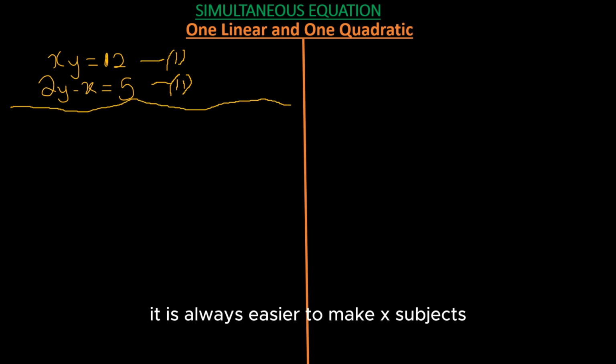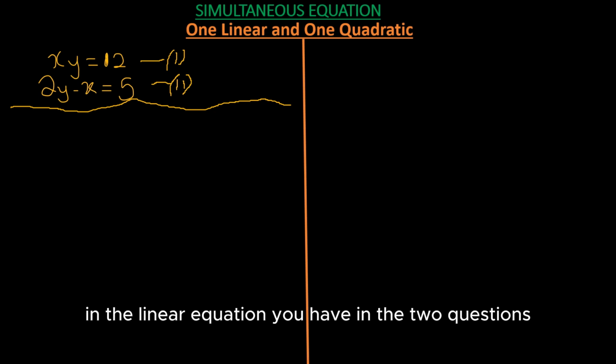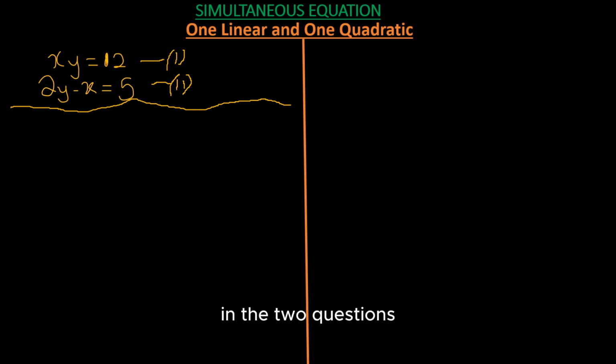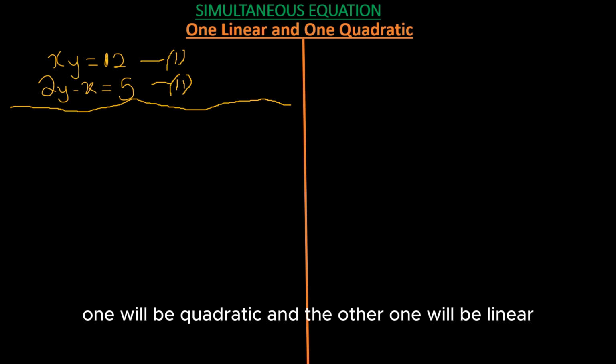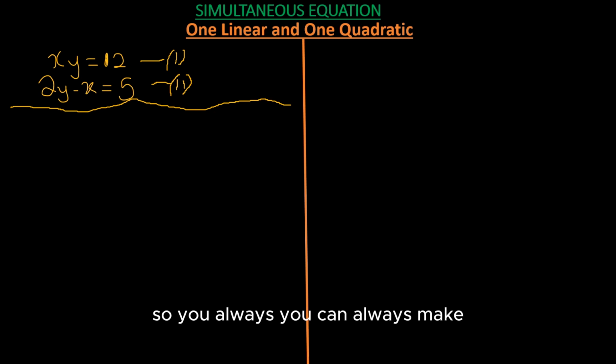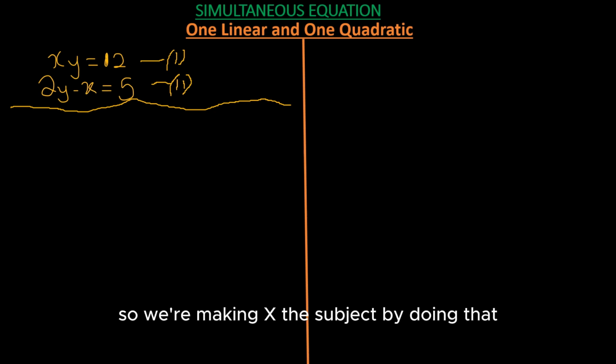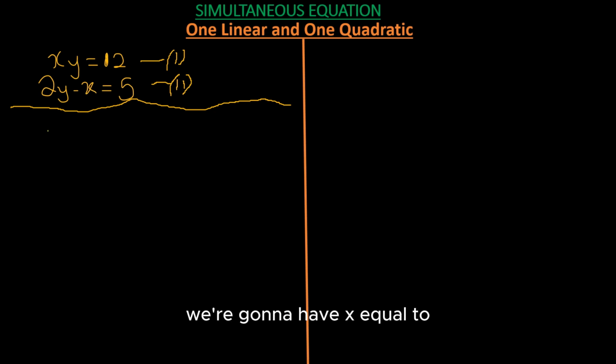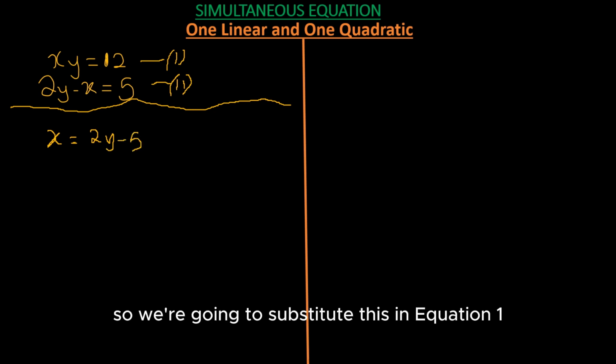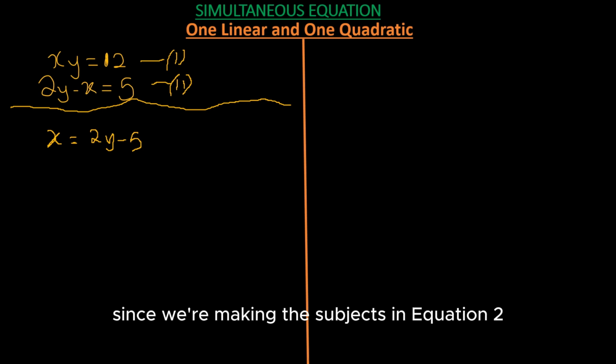It is always easier to make x the subject in the linear equation you have in the two equations. In the two equations, one will be quadratic and the other one will be linear. So you can always make any of the unknown the subjects in the linear equation. So we are making x the subject. By doing that, we're going to have x equal to 2y minus 5. So we're going to substitute this in equation 1. Since we made it the subject in equation 2, we substitute it in equation 1.